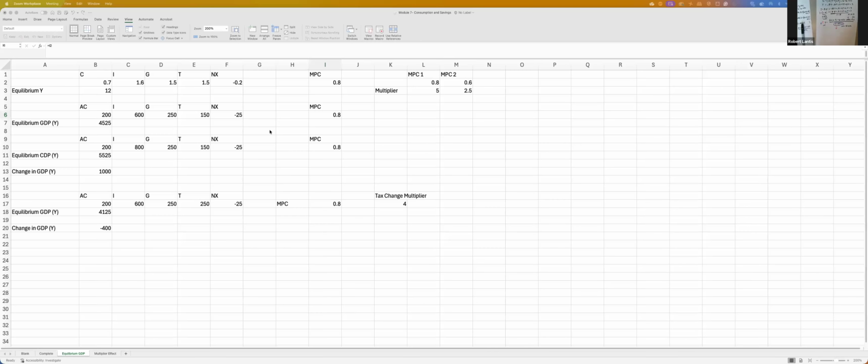So I want to do a little bit more in Excel here. I think I've got some slides that go along with this, but since we're here, we'll just stay here for a second. So I've kept marginal propensity to consume the same. I've kept all these values the same. But what happens if the level of investment increases?